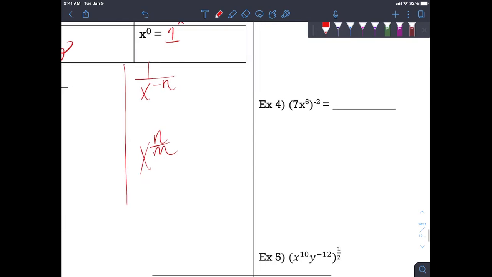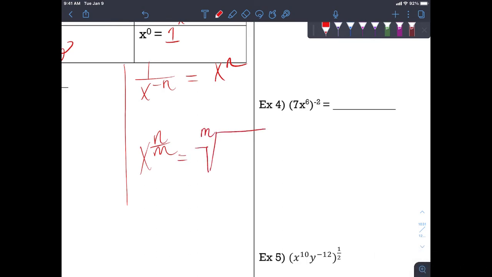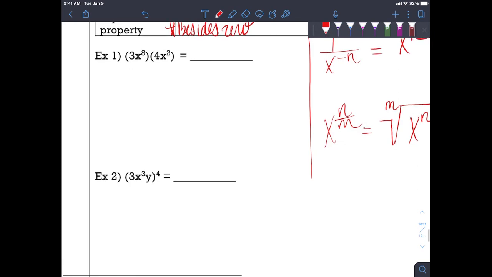Now, two other properties which you may encounter sometime in your mathematics career are these two. This first one, if I have a negative exponent down at the bottom, I can just flip it and drop the exponent. And this bottom one, whenever they're dividing exponents, this actually translates into something very weird. You're going to take the nth root of x to the power of n. This is not something you'll see in this class, but it is something that I just want you to have in the back of your mind. So let's go ahead and take a look at a couple of the examples.